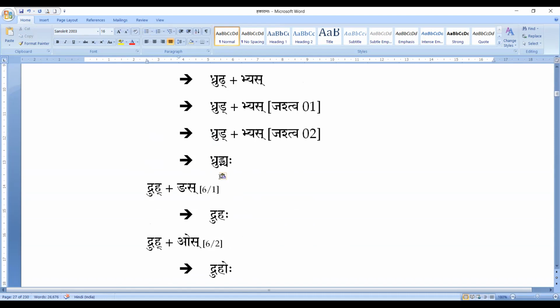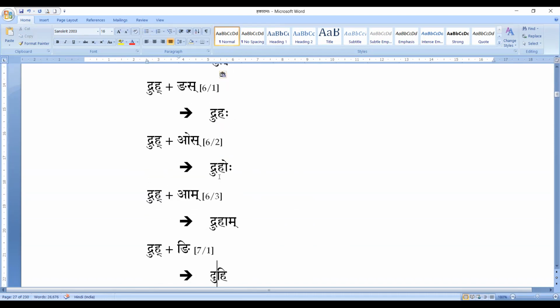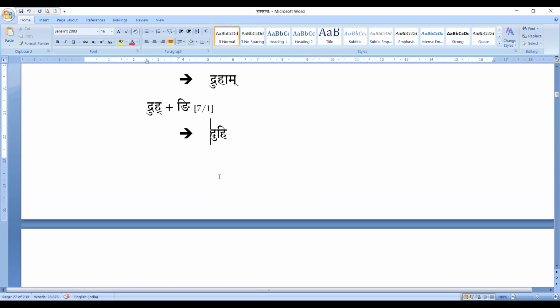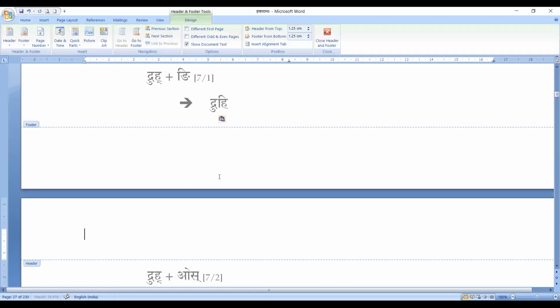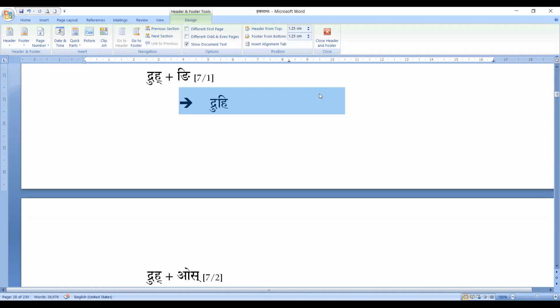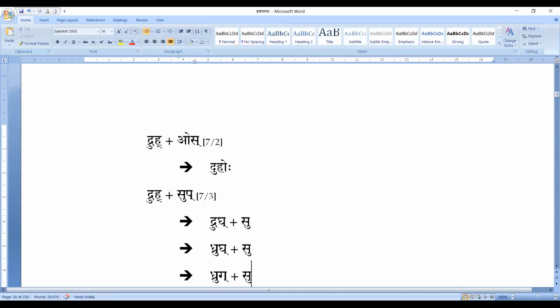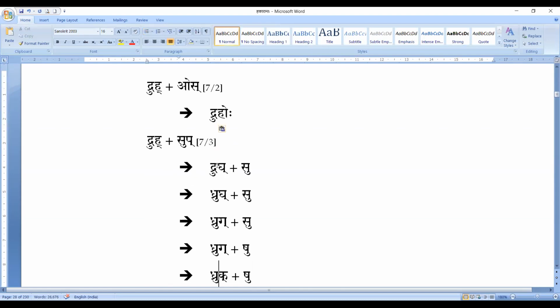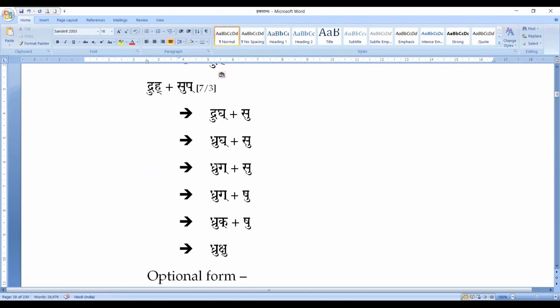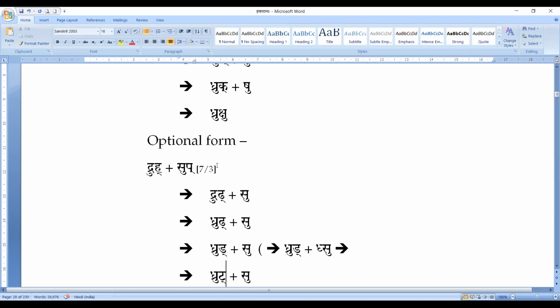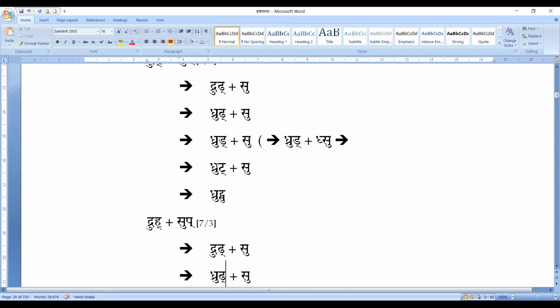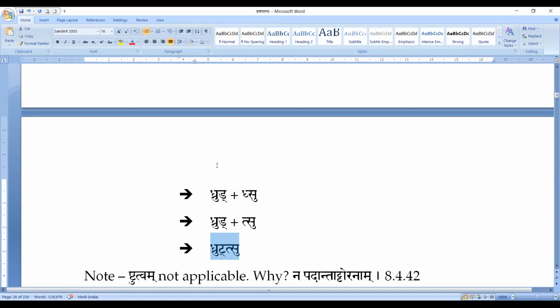Then drugah, drugoh, drugam, druhi. It is druhi, not druhi. Some typos are there. Druhi, drugoh, druhi, drugoh, drukshu. Drukshu. There we have two more forms: one is drutsu, the other one is with the dasi dut. We have drutsu. Three forms are there in Saptami Bhagavachanam. Sambodhana is the same as the Pratama. Pratama Vibhakti Ekavachanam will have four forms.